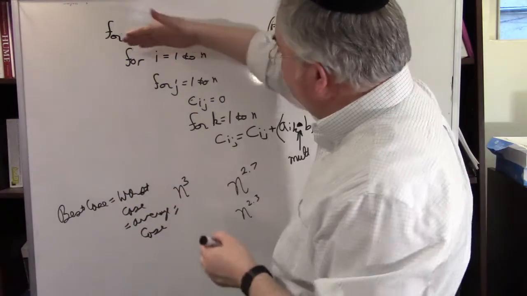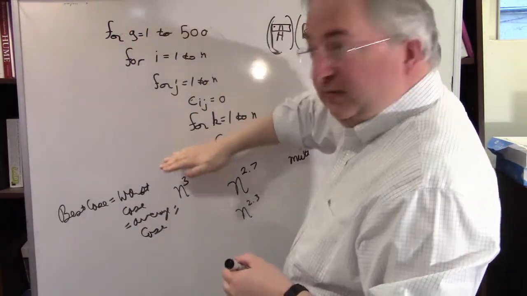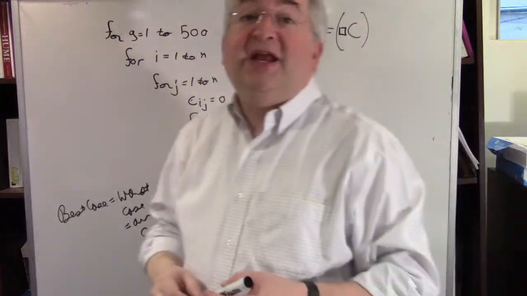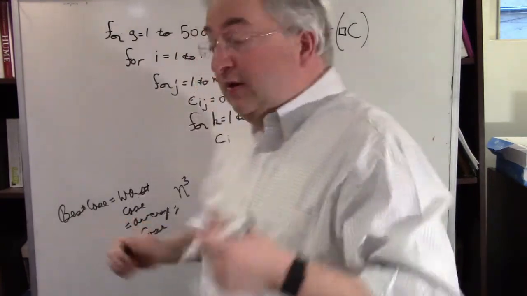Now, this we saw was an n to the third algorithm. With this extra line, it's going to be an n to the fourth algorithm.